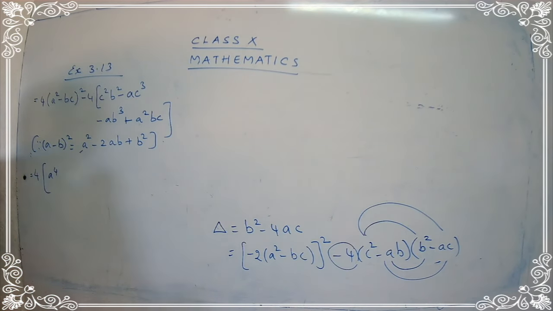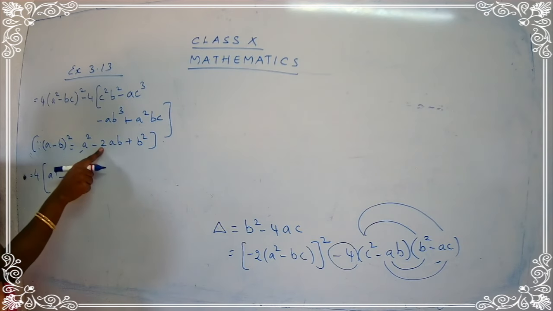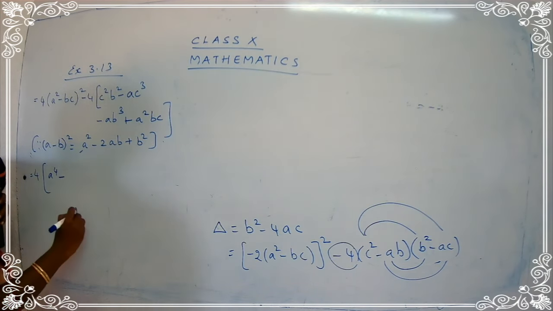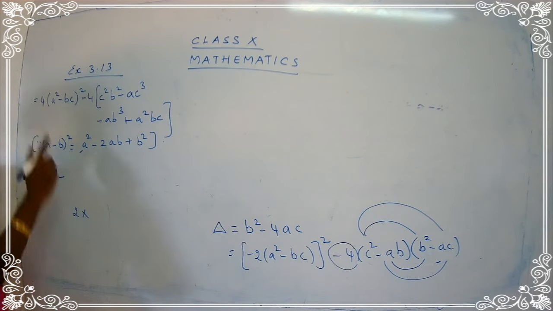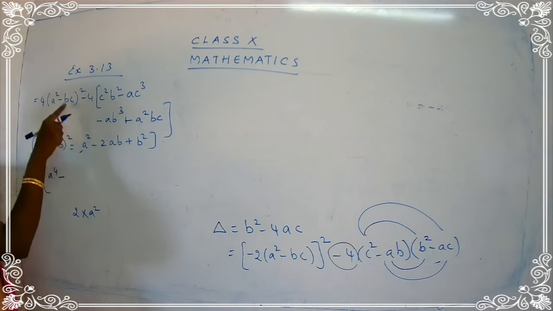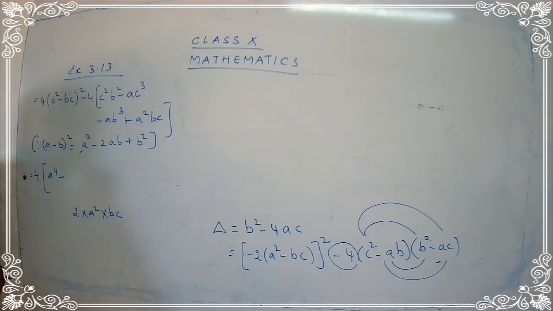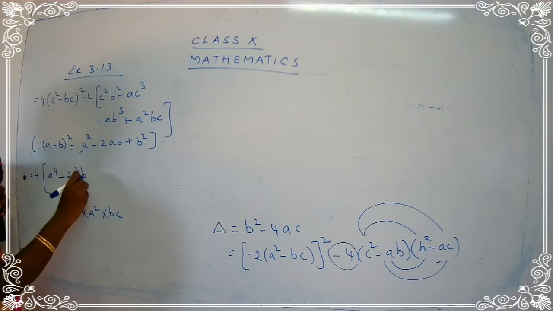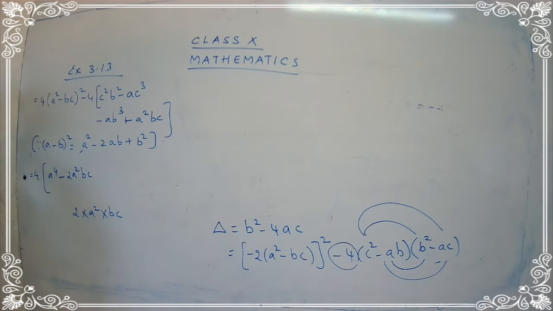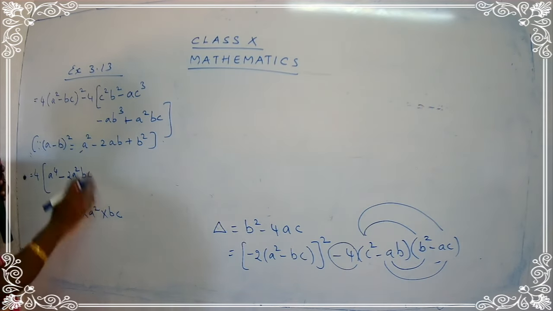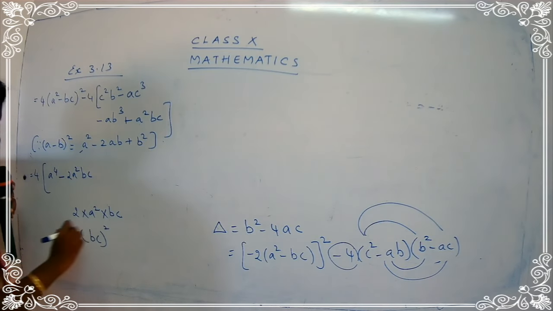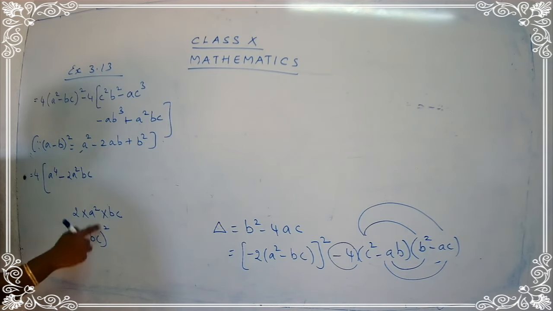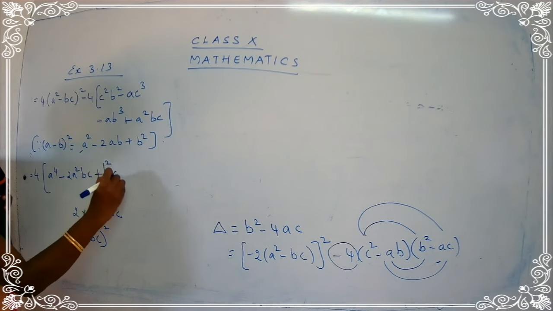I have completed the A square part. Minus 2 into A into B. 2 into, what is A? A square. What is B? BC. So what is the answer? 2 A square BC. A raised to 4 minus 2 A square BC. Okay. Next, B square. B square means what? BC the whole square. Square will go to both the terms, children. So you get plus B square C square.